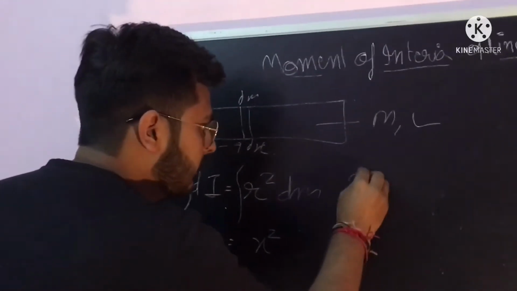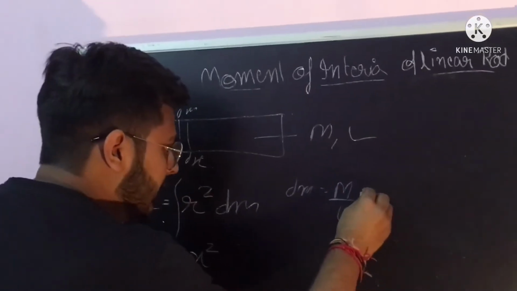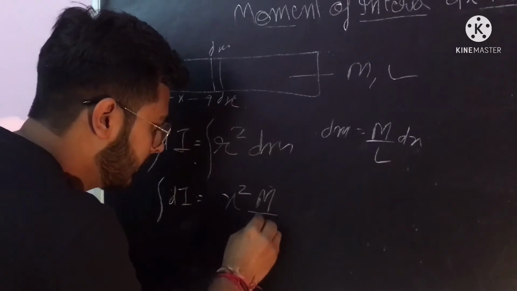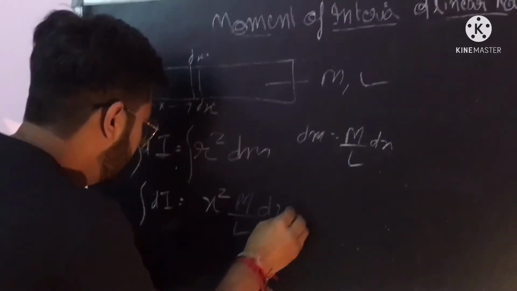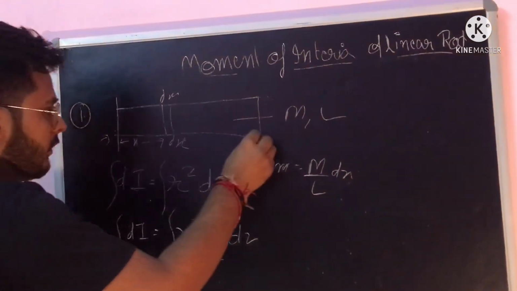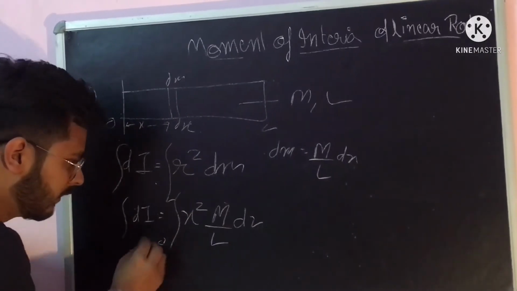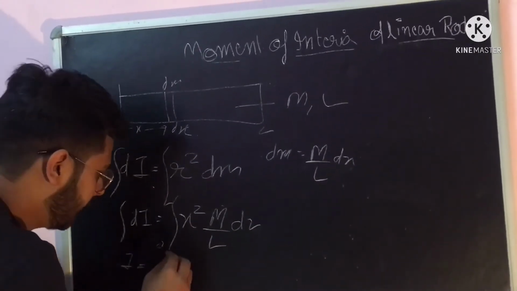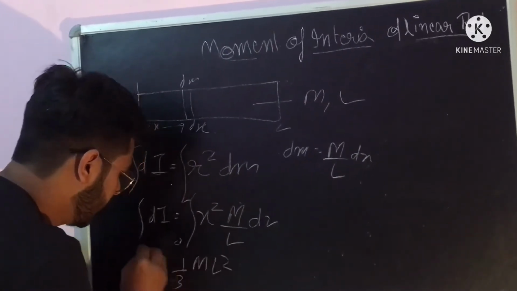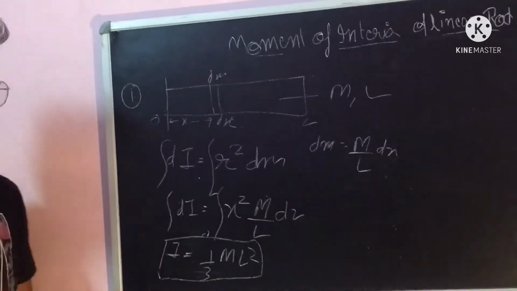dm is density into its small distance. Now integrate it. As you can see, its limits change from 0 to L. So integrate it from 0 to L to get the final answer. When you integrate, you will get the final answer as follows. Now understand and copy it.